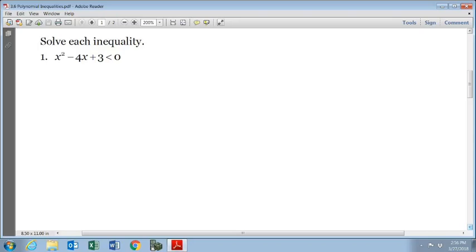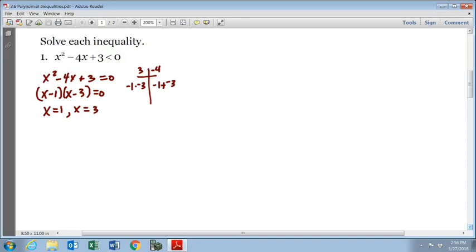So first of all, we need 0 on one side. We already have that. And so next we want to look at the equal case. So let's go ahead and set this equal to 0. And to solve this, we're going to want to factor using the AC method. So we need two numbers that multiply to 3 that add to -4. And that's going to be -1 and -3. So because this is a 1x squared, we can just write the factors x minus 1 and x minus 3. And so when we solve this equation, we get 1 and 3.